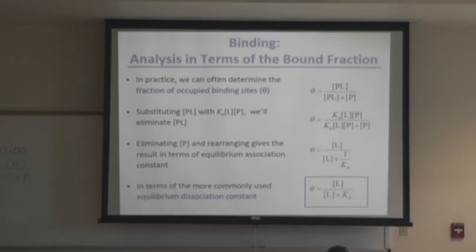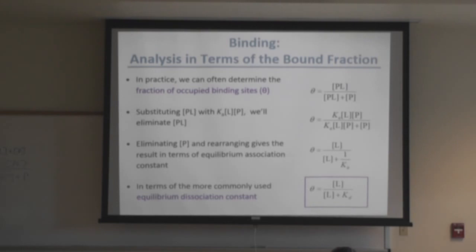So Ka equals the concentration... So yeah, it should be the products divided by the reactants, right? So Ka, the products are going to be PL, right? And the reactants are going to be free L and free P.